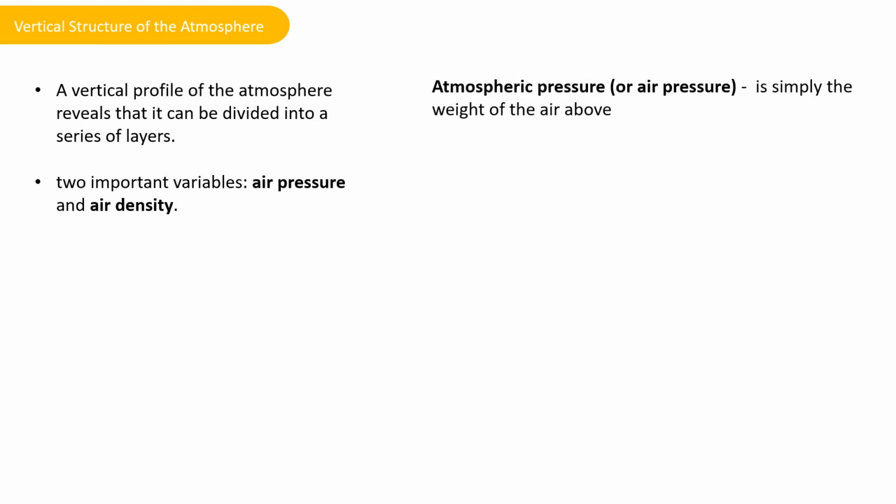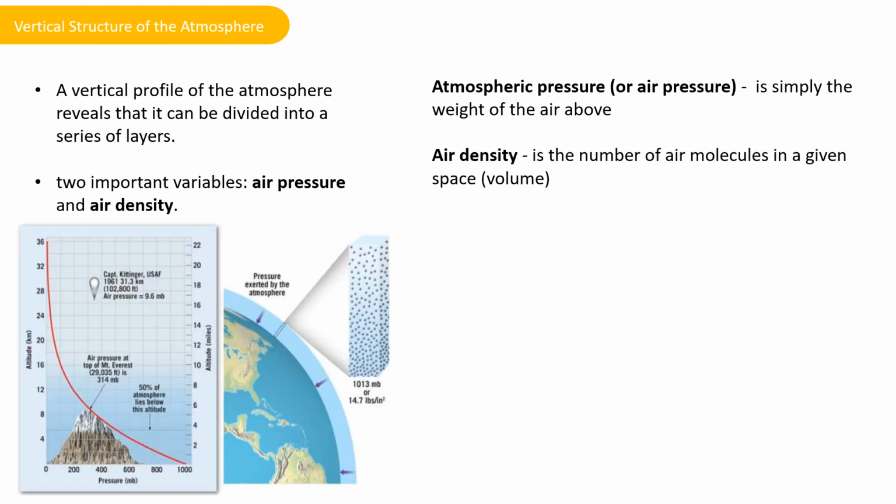When you say air pressure, it's called atmospheric pressure. It is simply the weight of the air above. And the air density is the number of air molecules in a given space or volume. And so, in this graph, let us examine the changes in atmospheric pressure with height.